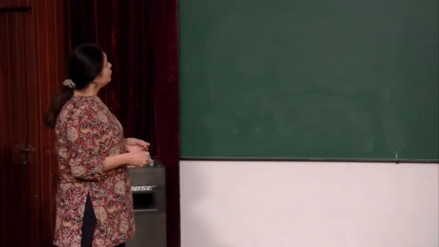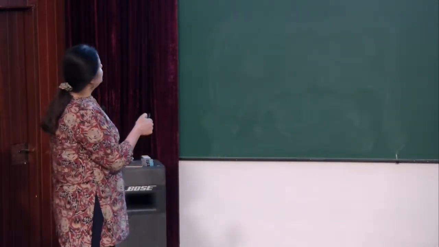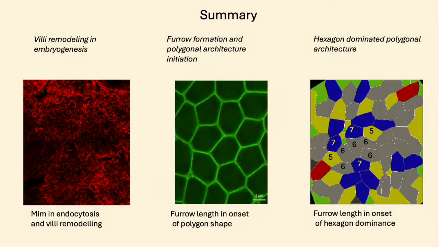But just to continue from yesterday, what I showed you was that in the early Drosophila embryo, there is a morphological shape change taking place, where one sees the apical membrane as rich in villi-like structures. It forms polygonal structures, organized in various kinds of polygons with a hexagon dominance, and this changes as the development is proceeding.